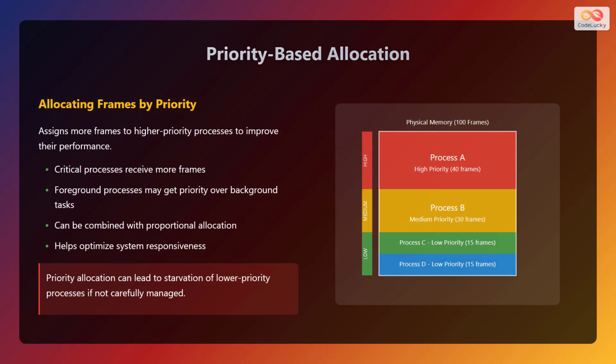Priority-based allocation involves giving more frames to higher priority processes. This approach aims to improve the performance of critical processes by ensuring they have enough memory to run efficiently. It is often used to ensure that foreground processes, which are the ones the user is actively interacting with, get preference over background tasks. Priority allocation can be combined with proportional allocation to fine-tune the distribution of frames based on both size and importance. Be careful, though. This allocation method can lead to starvation of lower priority processes. If the system isn't managed carefully, lower priority tasks might not get enough frames to run properly or at all.